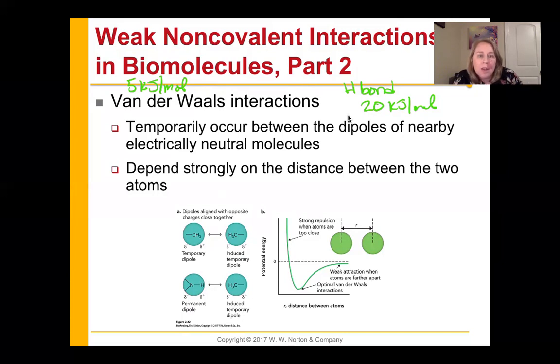overall biochemistry. So this is a temporary thing that occurs between dipoles of nearby electrically neutral molecules. So normally they're neutral, but they can have temporary dipoles. And so it really depends on the distance between the two atoms. There's a point at which you have repulsion because the atoms are too close. So they don't want overlap between their nuclei, right? You can't have that. So you actually have repulsion there. And then if they're too far apart, you don't have enough attraction. So there's an optimal distance between the two where you have van der Waals going on.